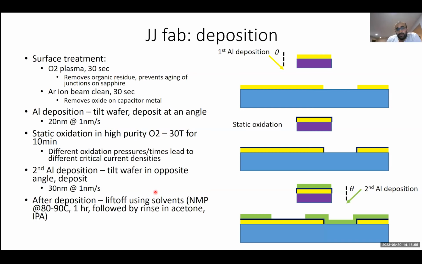And then once the oxidation step is done, you pump out all the oxygen, and then you do your second aluminum deposition. And here we tilt the wafer in the opposite angle, and then we deposit 30 nanometers at one nanometer per second. The second aluminum deposition is going to be thicker than the first because we want to have enough aluminum such that we can coat this step up like this without breaking the aluminum. You can imagine that if this first layer is too thick and the second layer is too thin, you will have some trouble evenly coating the sidewall here.